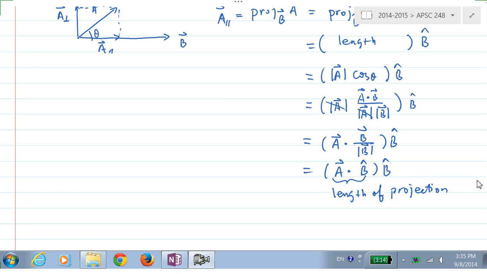Okay, so just repeat it here. From now on, you should be able to remember the idea here. When you're looking at the projection, particularly the length of a projection, how would you do that? You can simply use A dot the direction that you are projecting. That'll give you the length of the projection. So A vector dot B hat gives you the length of projection.